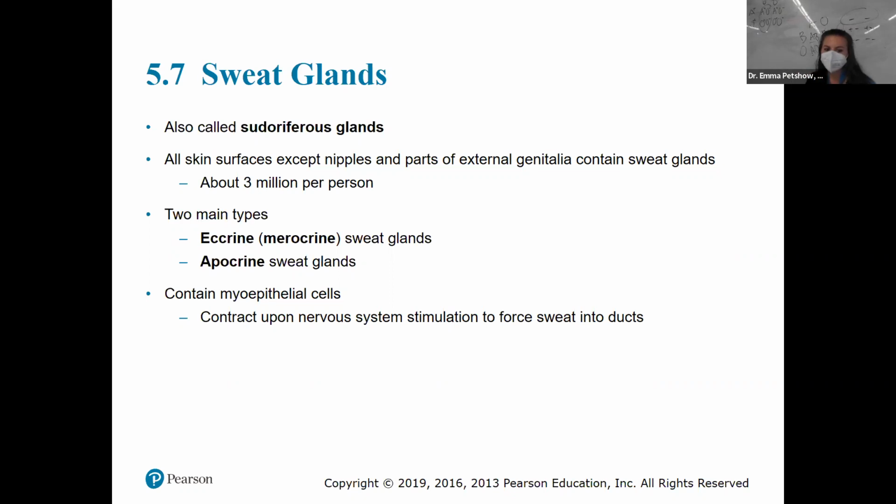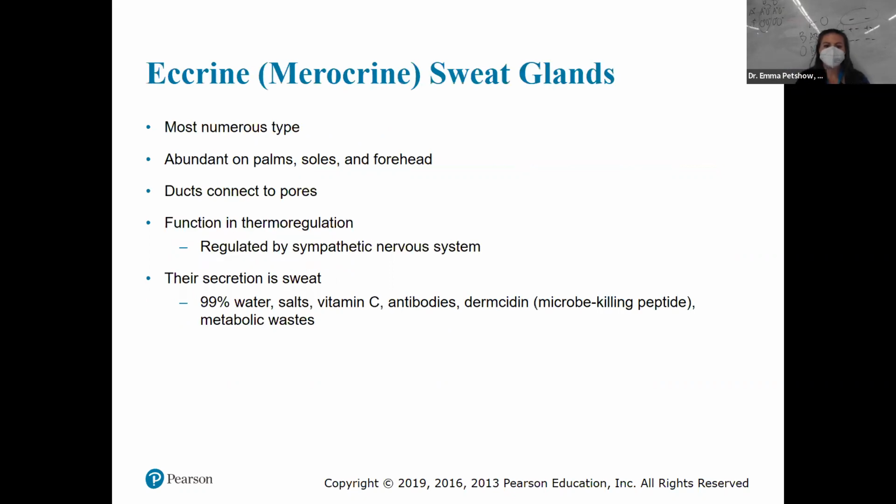There are two main types, eccrine or merocrine and apocrine sweat glands. We're going to first talk about eccrine or merocrine sweat glands, and then we'll use either or. This is the most abundant. They're on palms, soles, forehead. The ducts connect directly to pores, and they function in thermoregulation. So the sympathetic nervous system is going to have some innervation function. We talked about this, right? Sympathetic nervous system can stimulate sweat to help with thermoregulation because we have increased metabolism with the sympathetic nervous system.